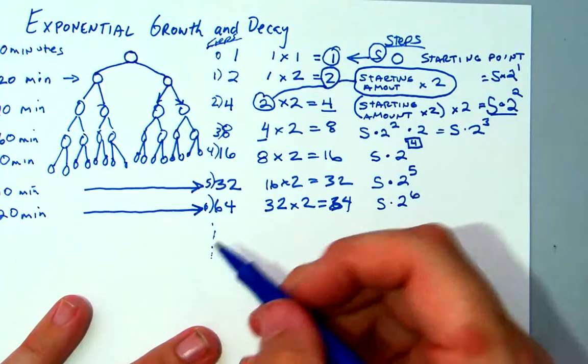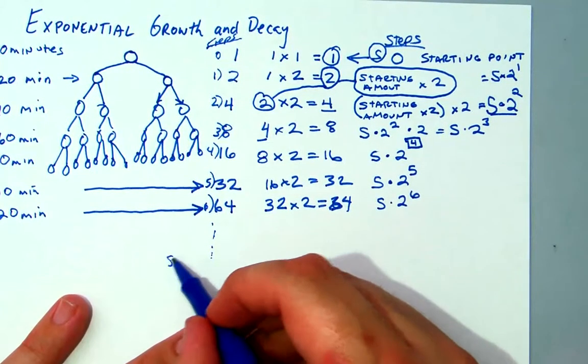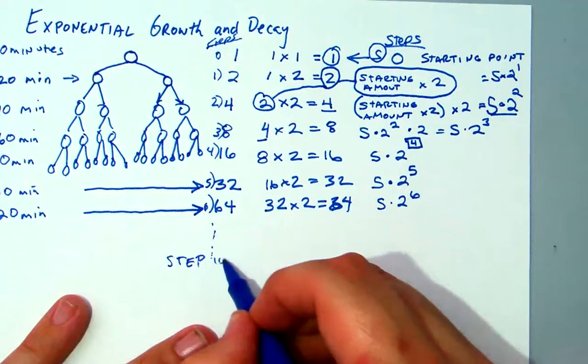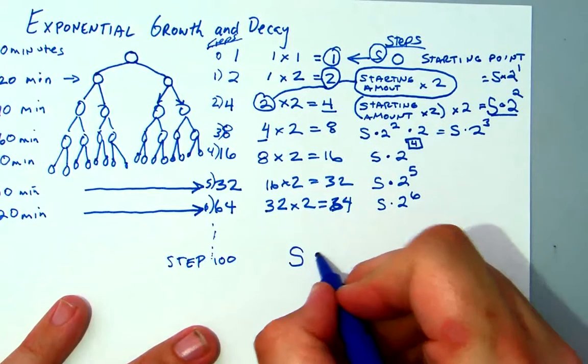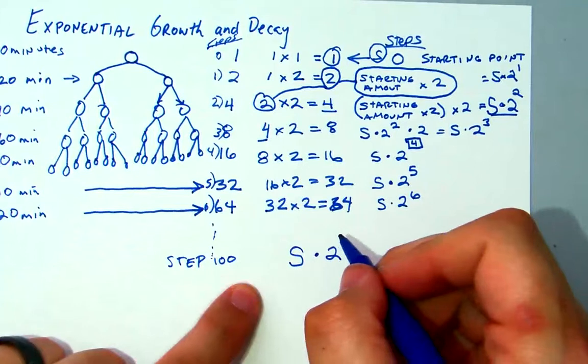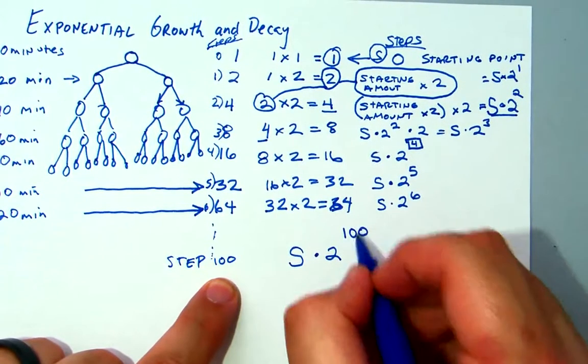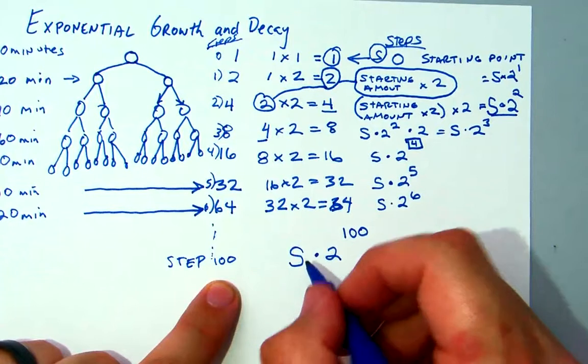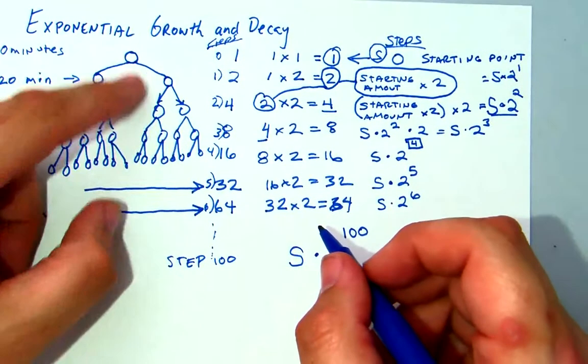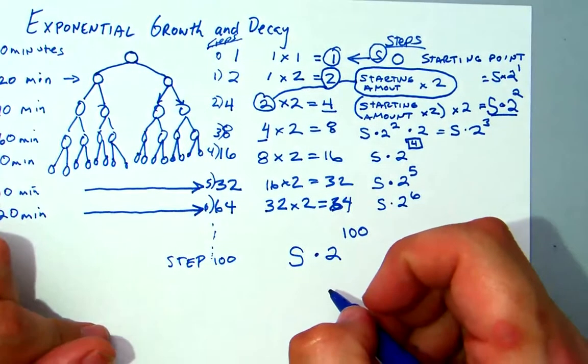If I'm in step, so I want to be in step 100, I can take the starting amount, which is S, times 2 to the step number, which is 100. And that's going to tell me how many cells that I have after the first cell started the chain reaction of cells dividing.